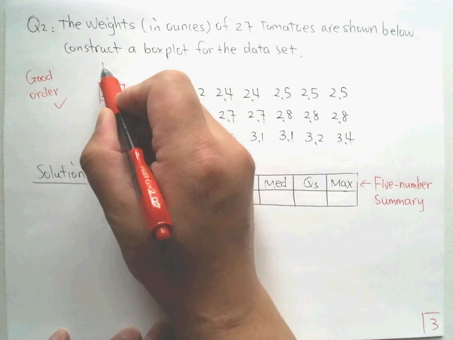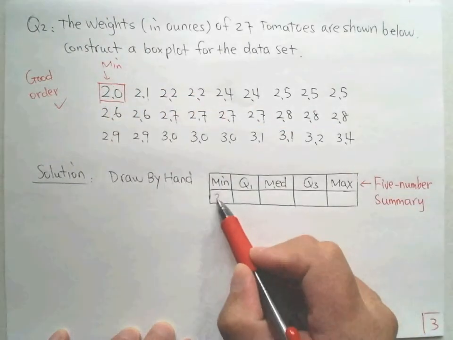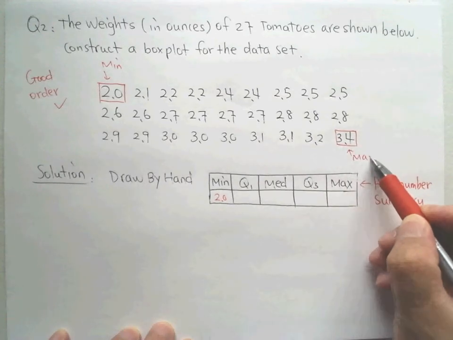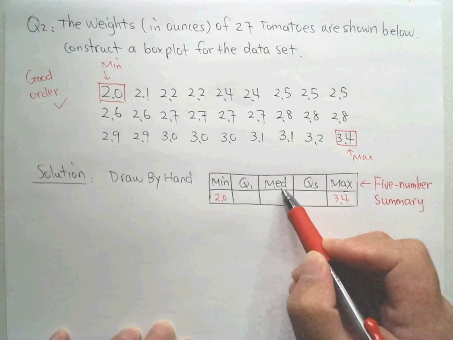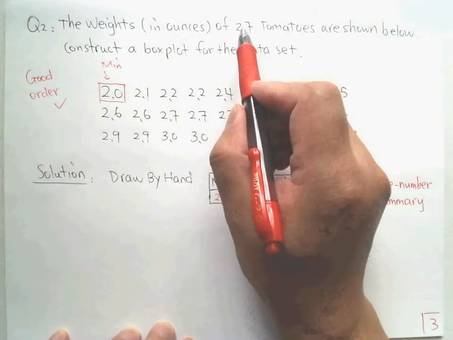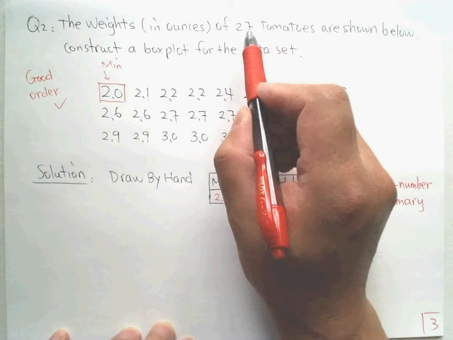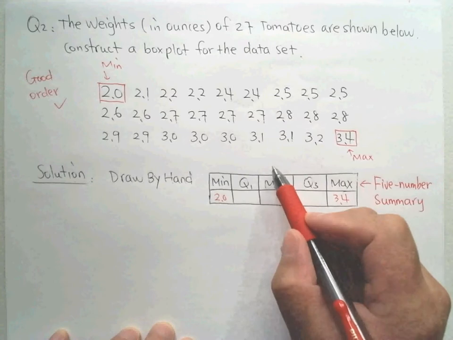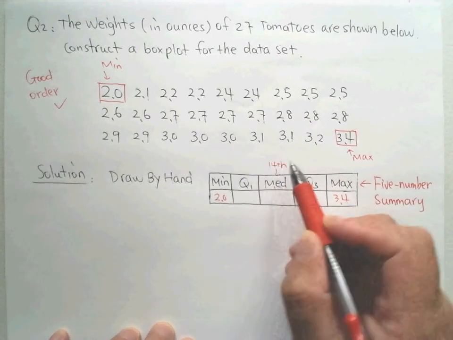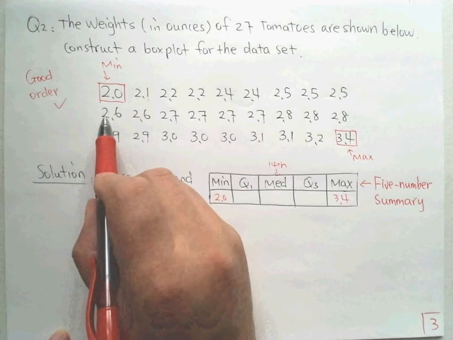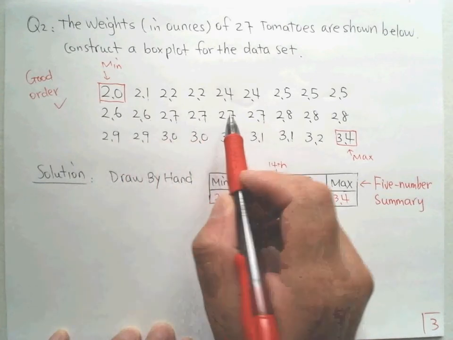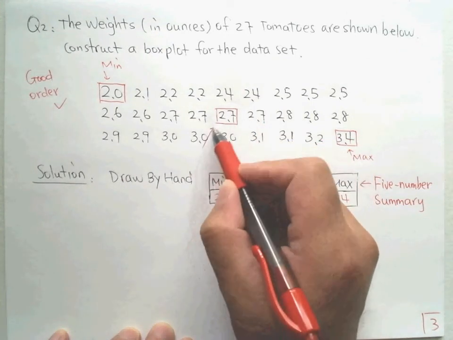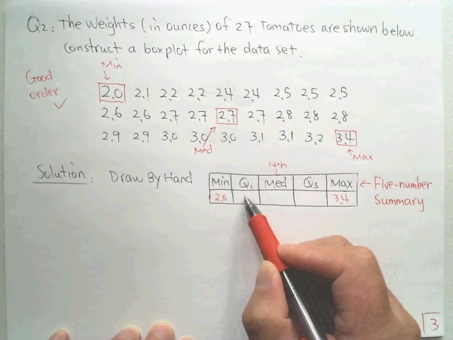This is the minimum, so I put it here: 2.0. This is the maximum, 3.4. Where is the median? How many data? 27, an odd number, so we have one middle data. Definitely 13 to the left and 13 to the right. The middle one is the 14th data: 9, 10, 11, 12, 13, 14. This is the 14th data, which means this is exactly the median.